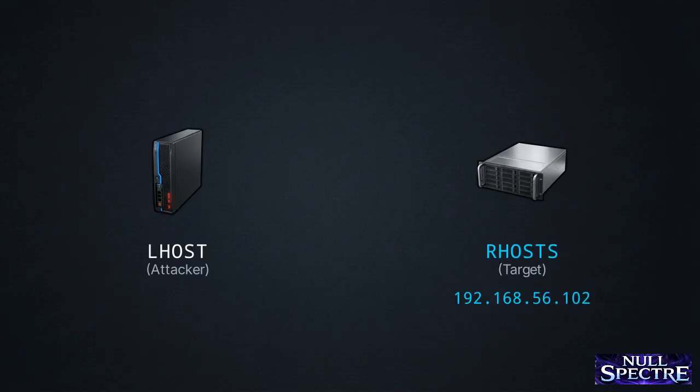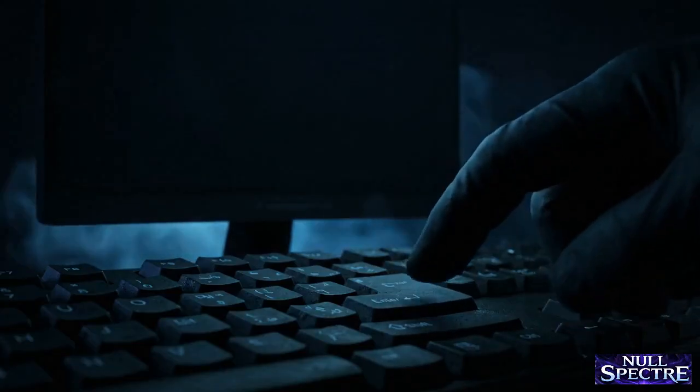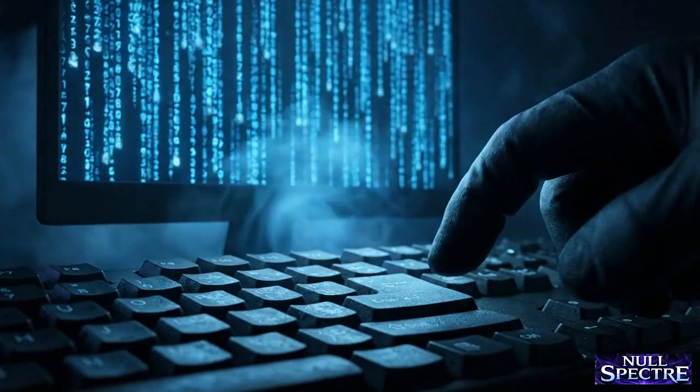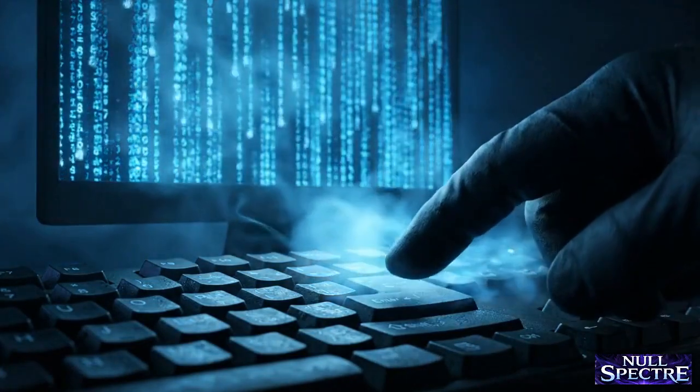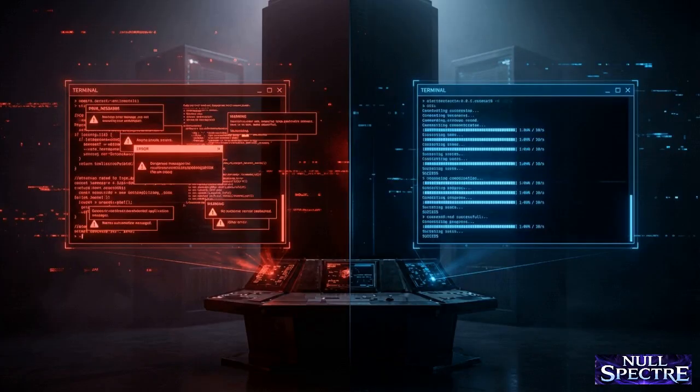You use the set command to lock in the target's IP address, known as rhosts, and your own attacking machine's IP, called lhost. Finally, typing the run command is the irreversible trigger. Once pressed, the assembled components launch across the network. Knowing what these commands do is easy. Stringing them together flawlessly under pressure is what separates a novice from a professional operator.